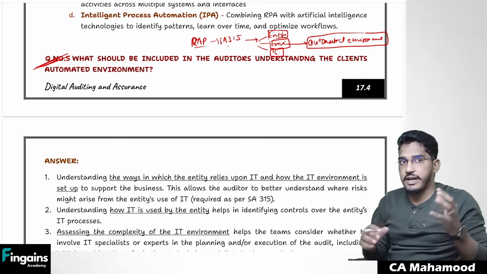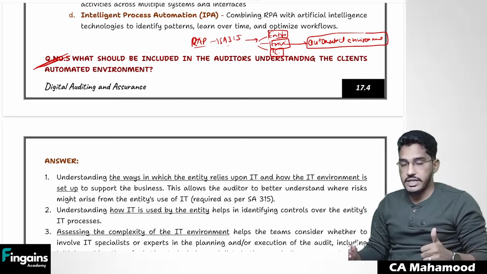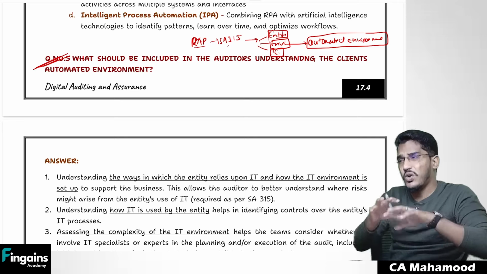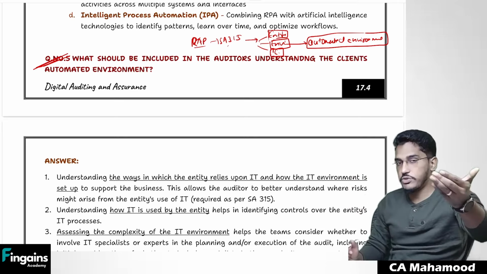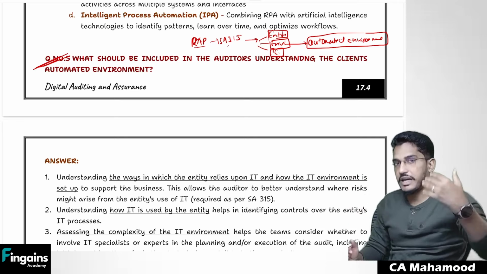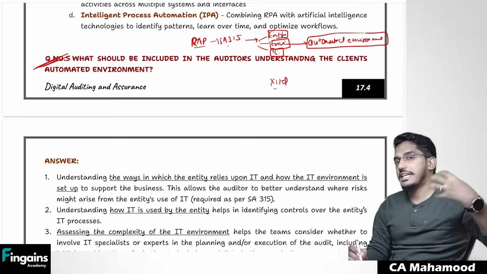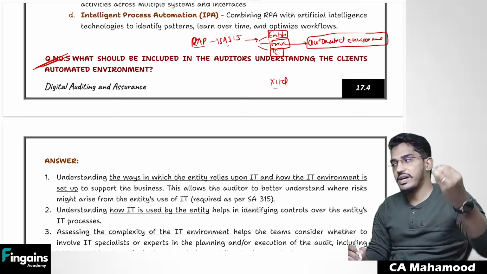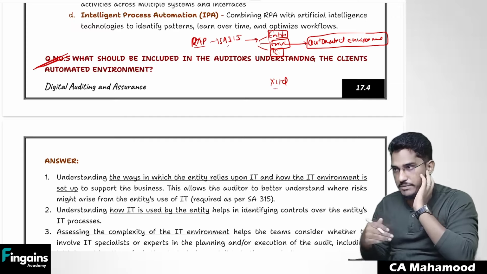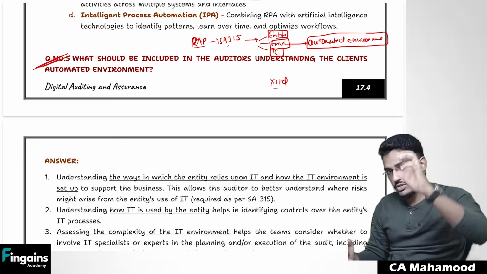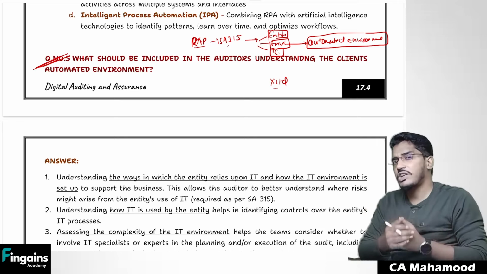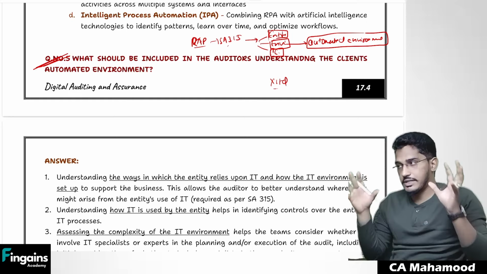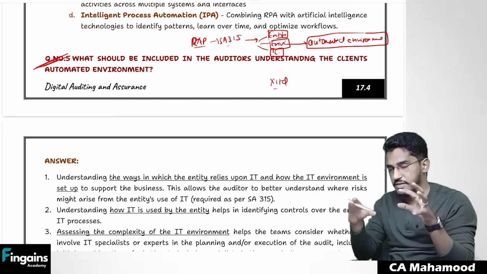Okay, everybody agrees, yes, I will try to obtain an understanding of the automated environment as well. But what exactly will you try to understand? On an overall basis, assume you are a part of my engagement team and we have got the audit of the client X Limited. I'm asking you to go to my client's premises and come back with an understanding of the client's automated environment. What things will you try to include in your understanding? Overall understanding, not specific things.